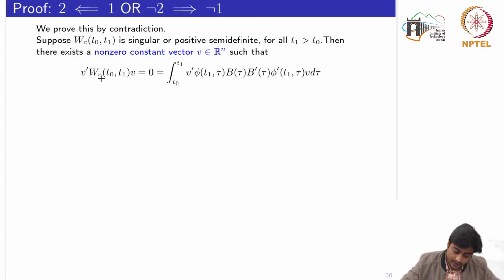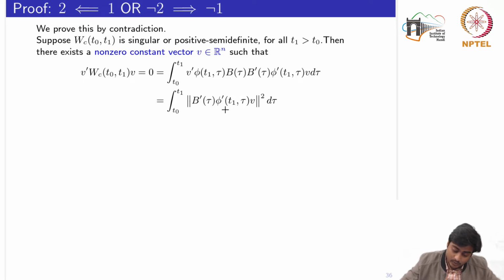Now if I put WC from the result here, this entire part is basically WC, and I can take this constant vector v inside the integral. Now see some similarity, that again I could write this as a norm, the norm of B transpose, phi transpose and v, the squared norm, and this integral. This is the property of using the equivalence between the quadratic form and the norm itself.